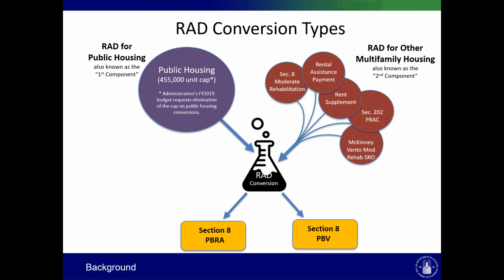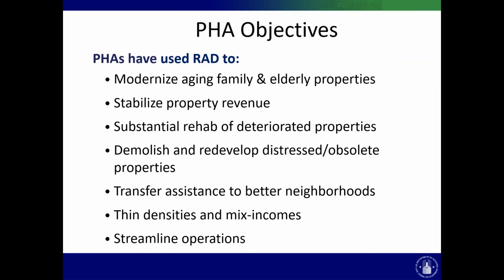That actually covers multiple programs. Today's presentation is focused on public housing, but I want to briefly mention that there's also an option for owners of Section 8 moderate rehabilitation properties, McKinney-Vento, mod rehab SROs, rental assistance payments, rent supplements, and now Section 202 PRAC properties to also convert under RAD. All of these different portfolios through RAD can get to the Section 8 platform, either to project-based rental assistance or to project-based vouchers. Again, this presentation will focus on the public housing conversion options.